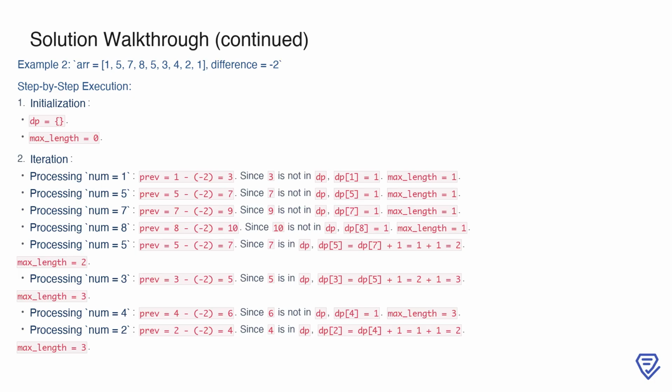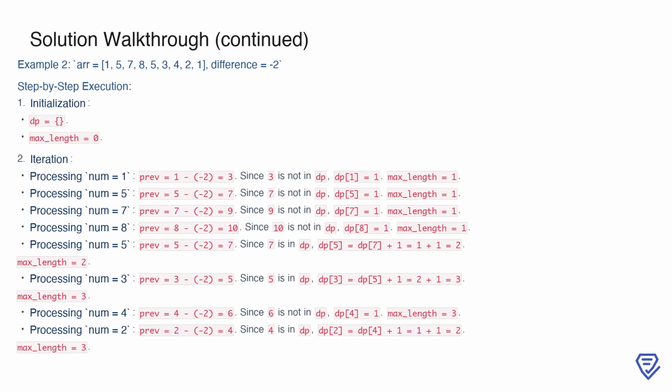Now, in the second example, the array is 1, 5, 7, 8, 5, 3, 4, 2, 1, and the difference is -2. Again, we initialize DP as an empty dictionary and max_length as 0. For the first number, 1, we calculate the previous number as 1 minus -2 equals 3. Since 3 is not in DP, no subsequence ends with 3, so we start a new subsequence with 1 and set DP[1] to 1. Max_length is updated to 1.